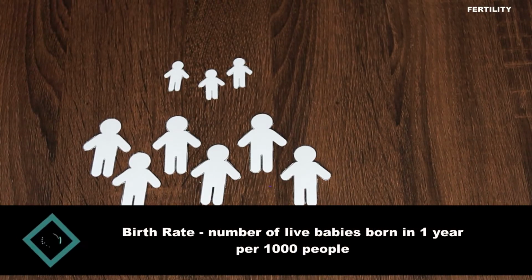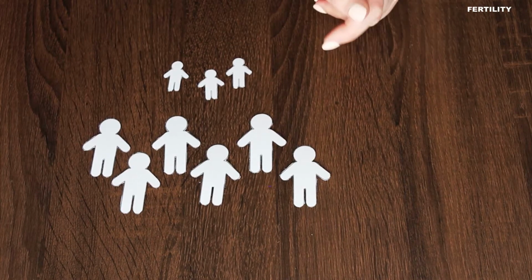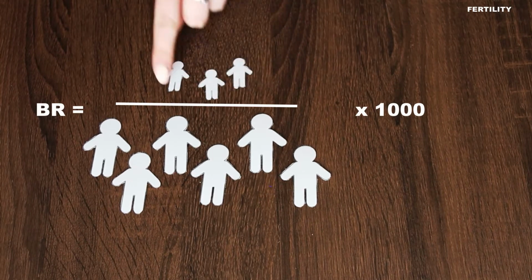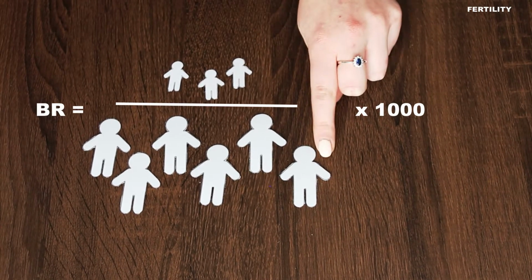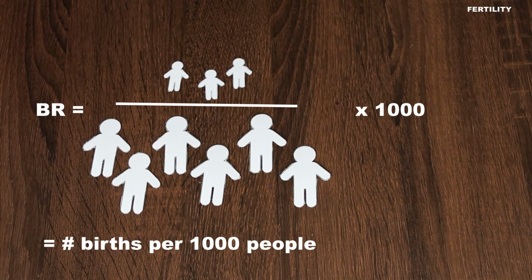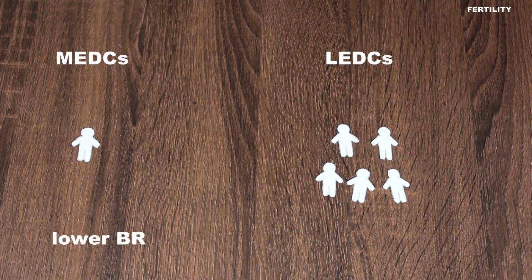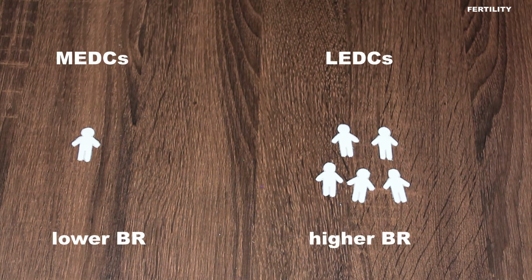Crude birth rate, or birth rate, is the number of live babies born in 1 year per 1,000 people. Crude birth rate therefore includes everyone in the population, even men and women who are not of childbearing age. The formula for crude birth rate is the number of births divided by the total population times 1,000. And that's going to give us an answer of births per 1,000 people. In general, MEDCs have a lower birth rate while LEDCs have a higher birth rate.